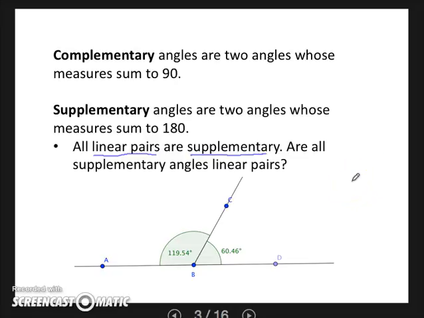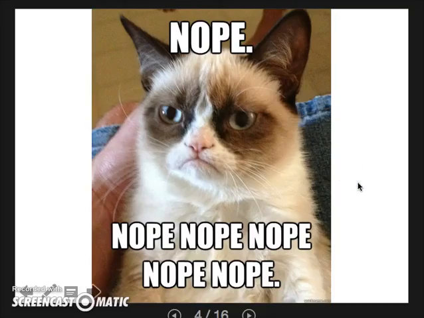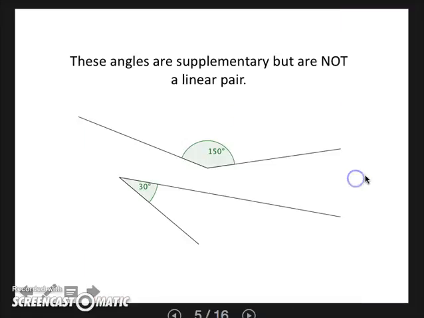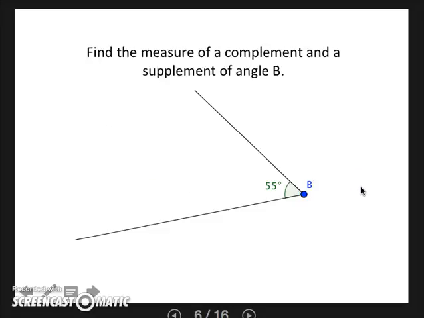Think about that for a minute. These angles are supplementary, but they're not a linear pair. Find the measure of a complement and a supplement of angle B.